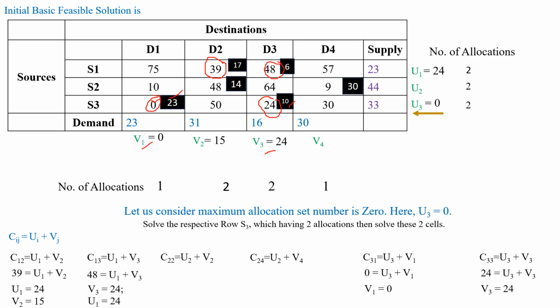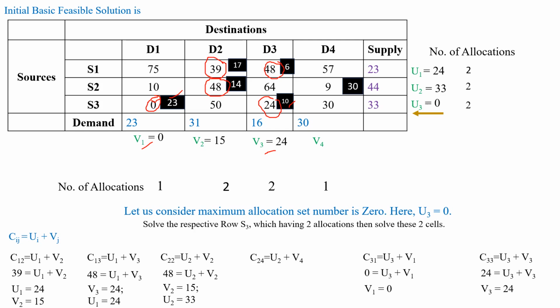So next we know the V2 value. Then we have to solve another allocated cell at the S2 row and D2 column. That is, here C22 value is 48 and we know the relation C22 equals U2 plus V2. Here we know the V2 value as well as the C22 value. Then we will get the U2 value, that is 33.